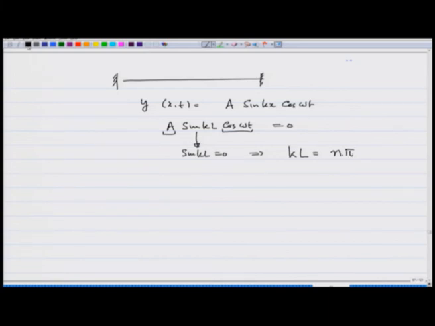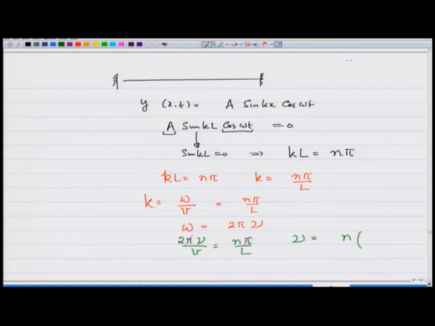And therefore, in this case I am going to have k L equals n pi or k equals n pi over L. Now, k we have said earlier is omega over the speed of waves, and this should be equal to n pi over L. So, omega is 2 pi times the frequency of oscillation, and therefore, I have 2 pi times the frequency of oscillation over V is equal to n pi over L. Pi cancels from both sides, and the frequencies that I get, nu, is going to be equal to n times V over 2L.